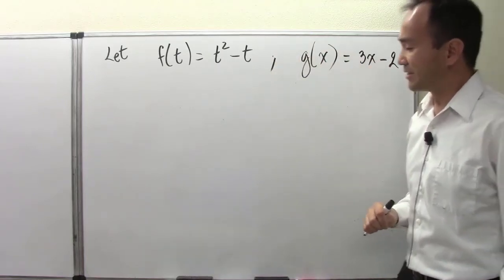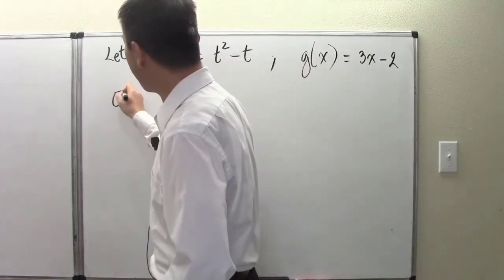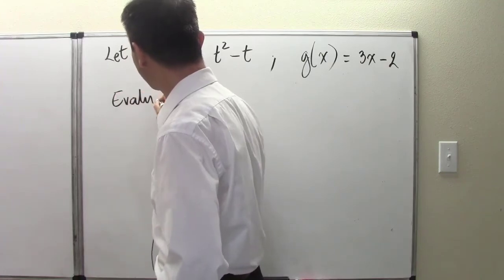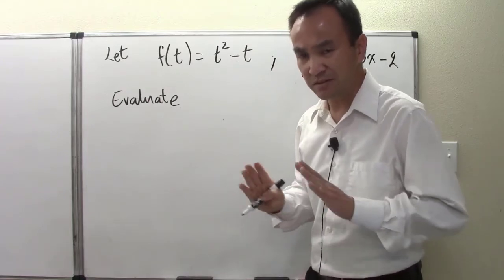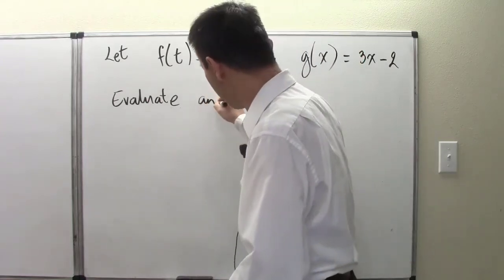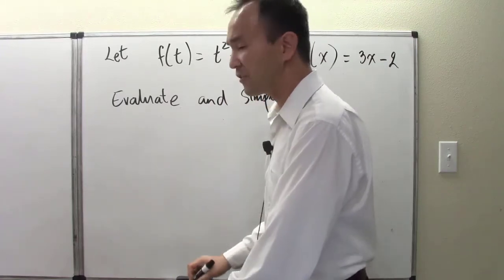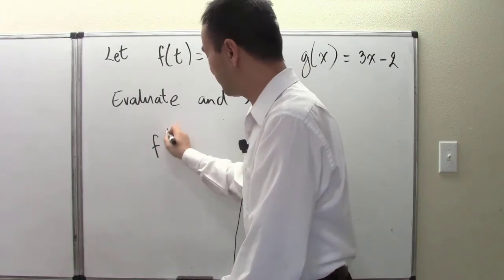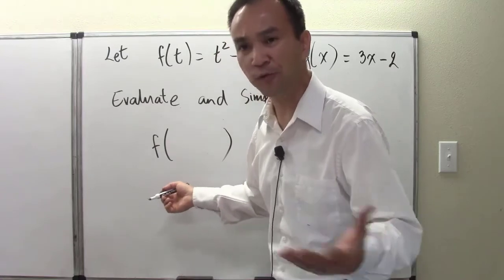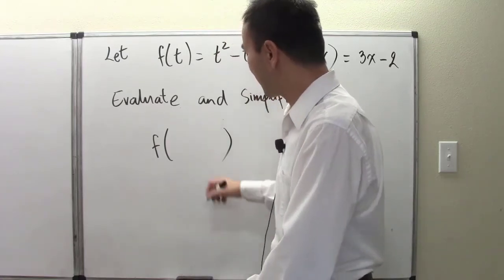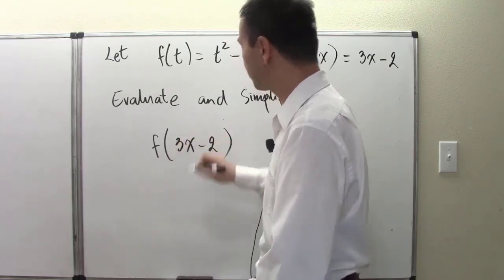Now let me look at the following problem. From these two given functions, let's evaluate and simplify. Instead of f of 1 or f of 2, which we've been doing so fluently that I'm not going to get into that, I'm going to do, how about f of 3x minus 2.